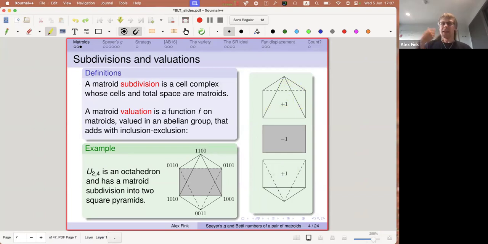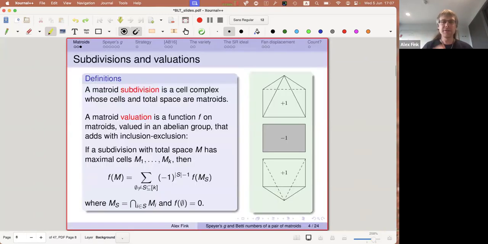Given one of these, you can look at functions which add in the way a measure does. So those things we call valuations. They satisfy an inclusion-exclusion relation, namely that if I've got a matroid subdivision, the matroid I'm subdividing is called M. The maximal cells are M1 through MK. Then I want to be able to write M as... so in this case, this is M1. This is M2.